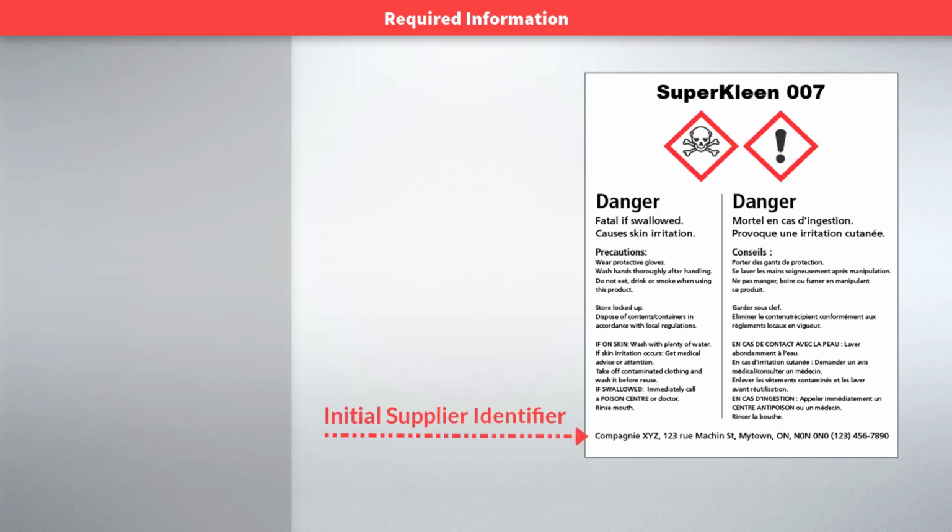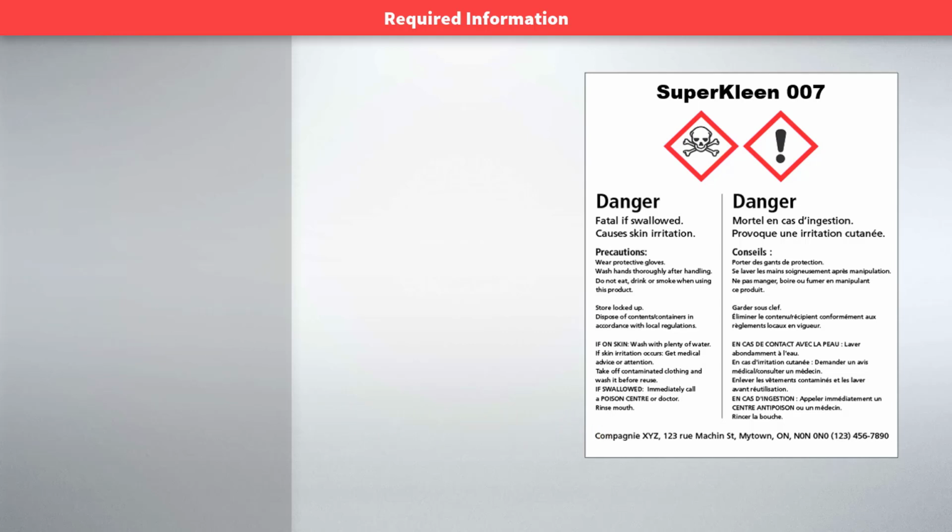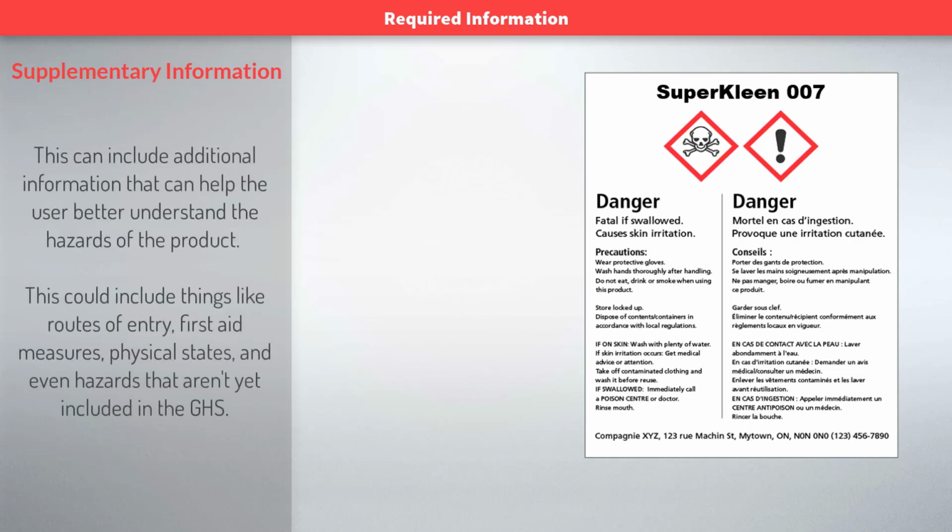Initial supplier identifier. This includes the name, physical address, and phone number of either the Canadian importer or the Canadian manufacturer. Supplementary information. This can include additional information that can help the user better understand the hazards of the product. This could include things like routes of entry, first aid measures, physical states, and even hazards that aren't yet included in the GHS.